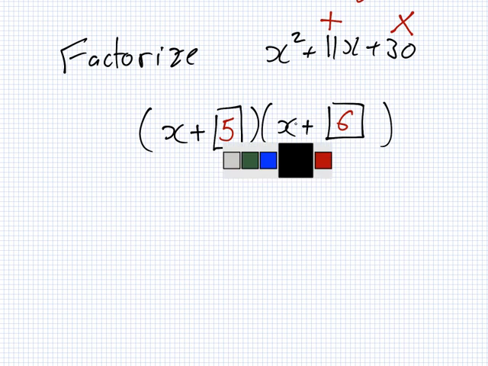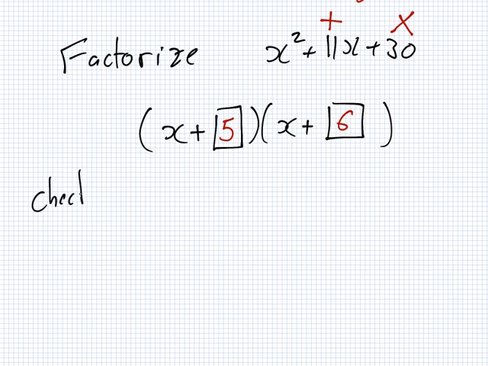If you like, you can check the answer. You don't need to do this in the exam, but we'll just check our first example together. So just a quick check. X by x is x squared, x by 6 is 6x, 5 by x is 5x, 5 by 6 is 30.